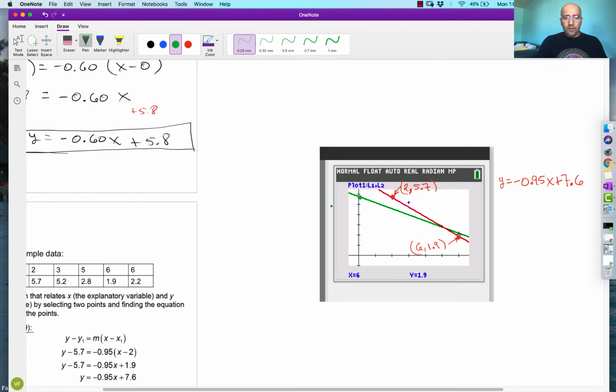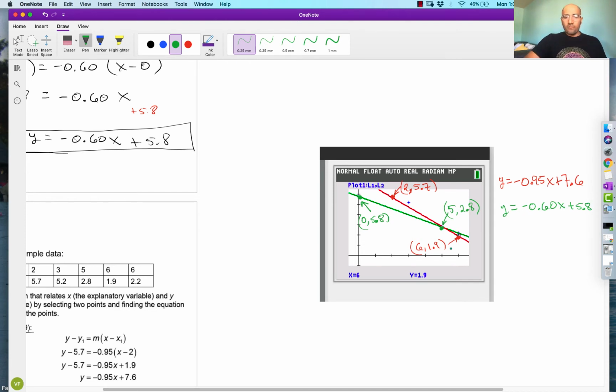Okay, on the other hand, when I did this, I went through the point that went right through there. That was the ordered pair 0, 5.8. And this point right in there, which was the point 5, comma 2.8. And after all my work, I got the linear equation y equals negative 0.60x plus 5.8.